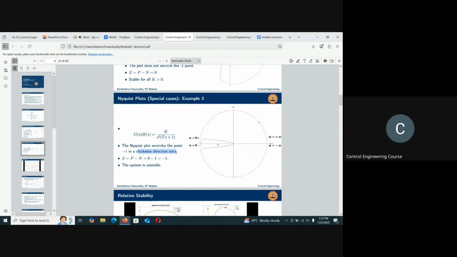That is, here you have two poles that are unstable. Okay.